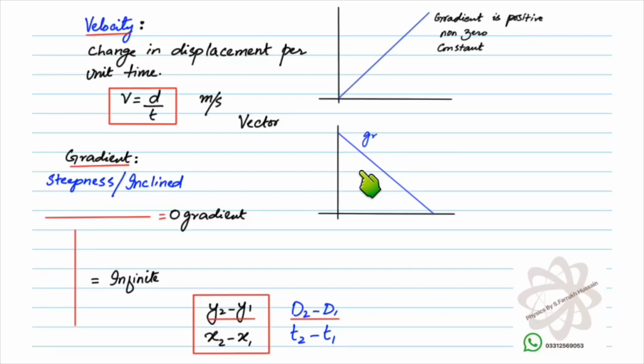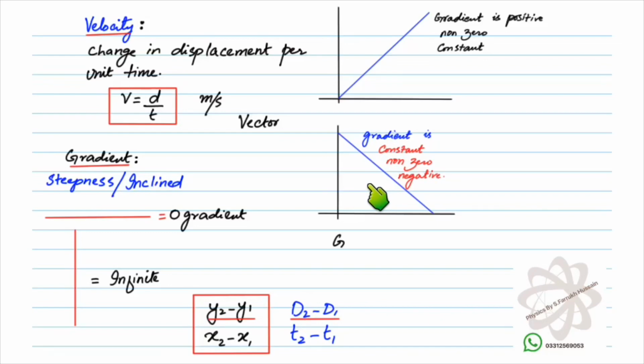This line is straight, which means the gradient is constant, but the value of y is decreasing, so the gradient is negative, and the gradient is non-zero because it is not horizontal, neither vertical. Constant, non-zero, negative.